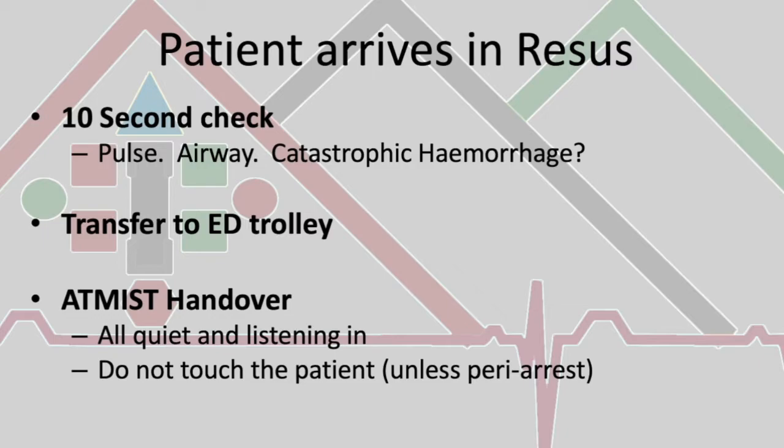The team can then transfer the patient onto the ED trolley. Once transferred, all the team need to be quiet and listening to the ATMIST handover from the paramedics. At this point, do not cut clothes off or attach monitoring. These things are distracting for the team, and you may miss vital bits of information that could help you in your treatment of the patient.